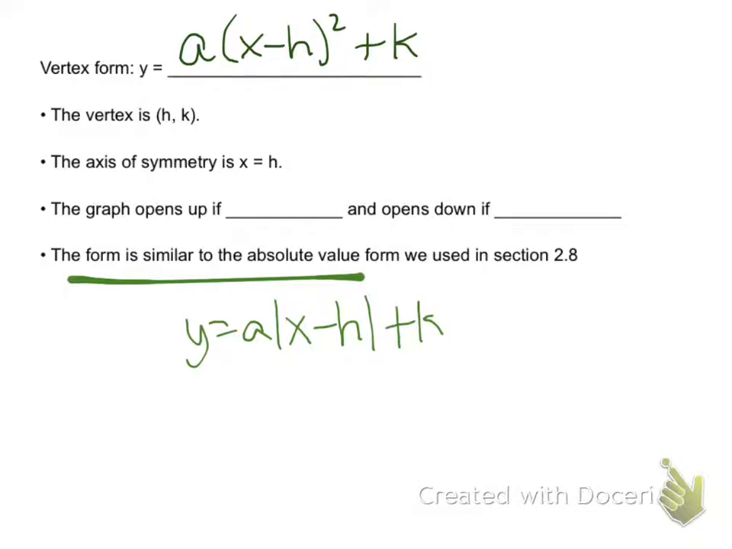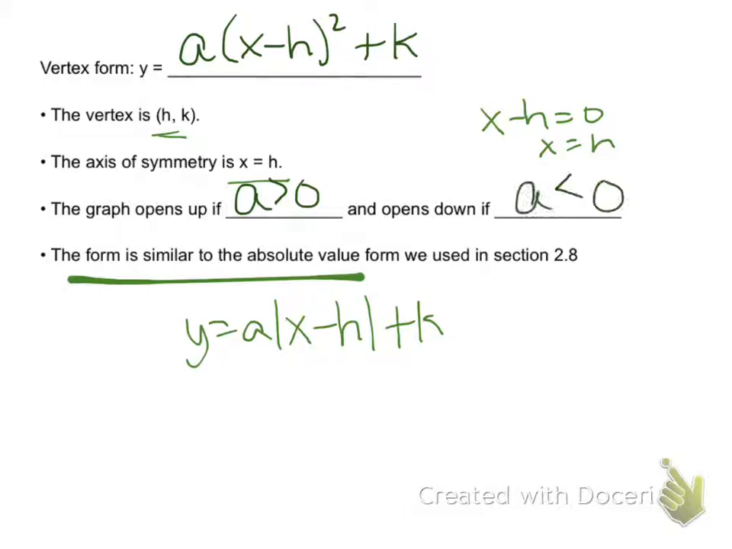And in the same way, our vertex is going to be (h, k). So in other words, if I take the x minus h and set it equal to 0, I'm going to get h. And if I went through the work of plugging that h back in, h minus h is 0, squared is 0, times a, and so that's why I get that the y is k. Again, the axis of symmetry is that vertical line, x equals h. And again, still, the graph will open up if a is greater than 0, and it will open down if a is less than 0. So again, this is still similar to that absolute value form in section 2.8.